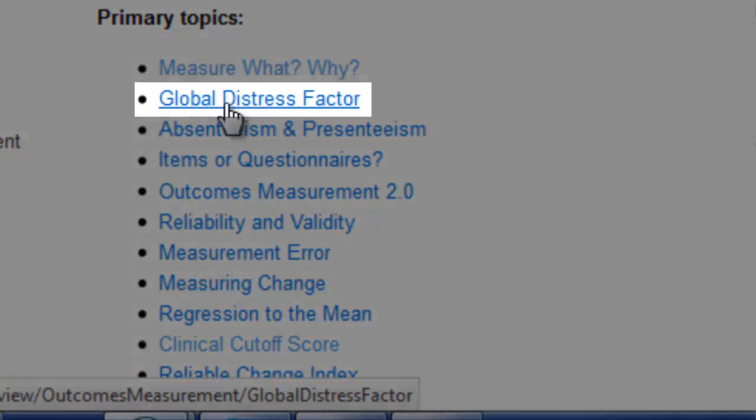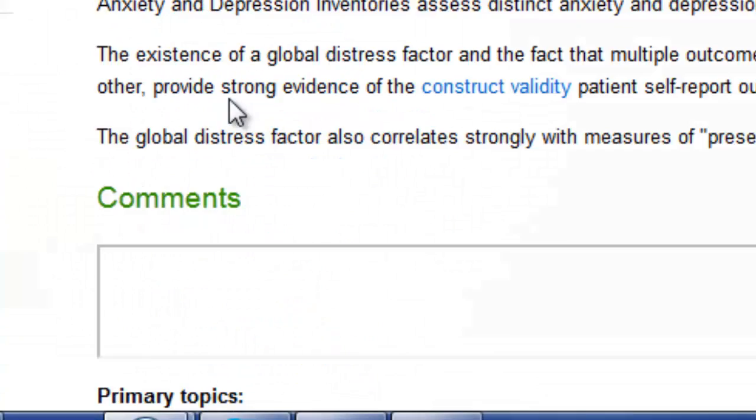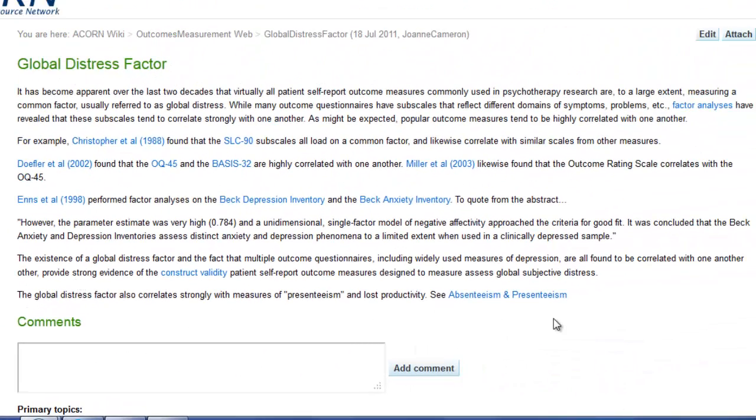The topic Global Distress Factor refers to the fact that in mental health care, the adult measures that have been most widely used have a very strong correlation. Through psychometric analysis of very large samples, we see that all the items are loading on what's called a global distress factor. In fact, it's hard-pressed to say that there's a factor for depression or a factor for anxiety.